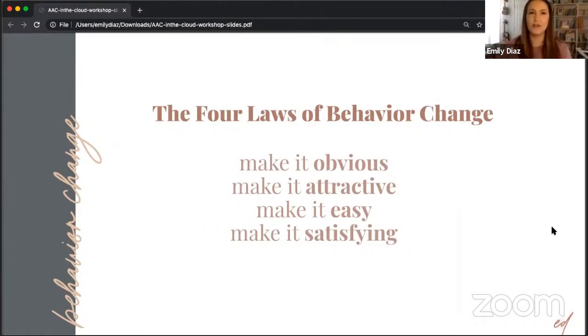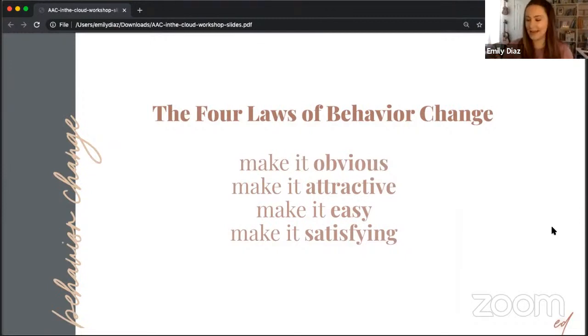For the sake of AAC, we're talking about improving a habit. We want our classroom staff to be modeling more. We want them to be implementing AAC when we're not there, and we want them to enjoy doing it. We want the buy-in. So he says, first of all, you have to make it obvious. You got to make it attractive. You have to make it easy, and you have to make it satisfying.